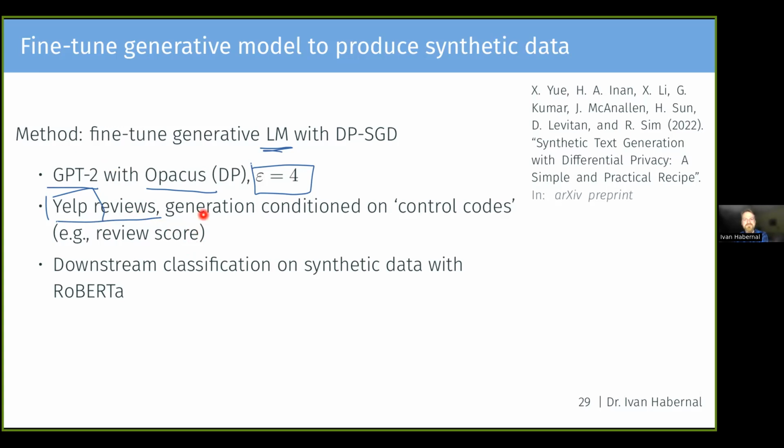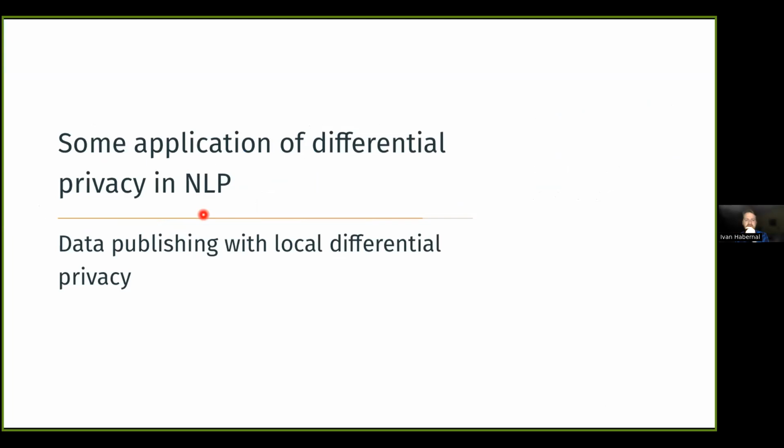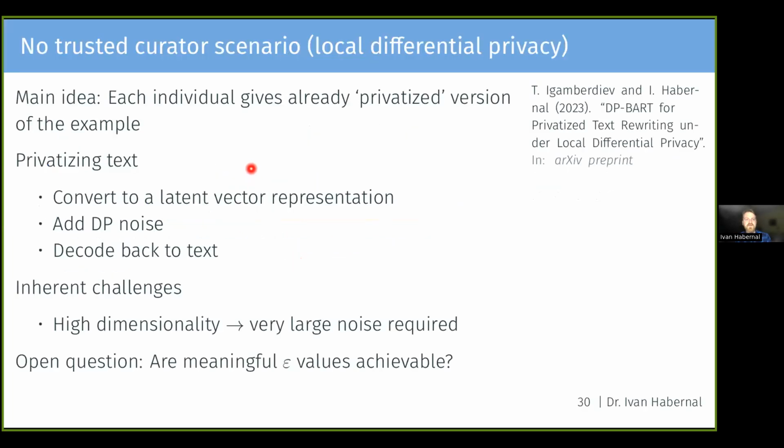Anyway, another thing my group has been working on is data publishing with local differential privacy, where the idea is that each individual gives an already privatized version of the example. So there's no trusted curator. We don't trust anyone, so everybody privatizes the data before giving it out. The idea of privatizing text is to convert it to a latent vector representation using, for example, some encoder-decoder, then add DP noise in the middle to the example in this latent representation, and then decode back to text.